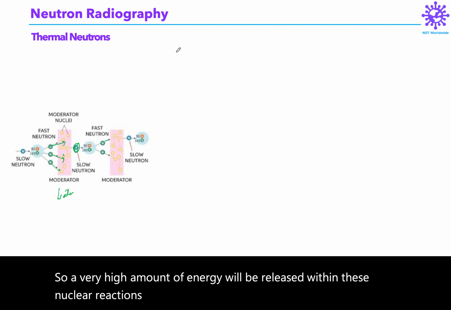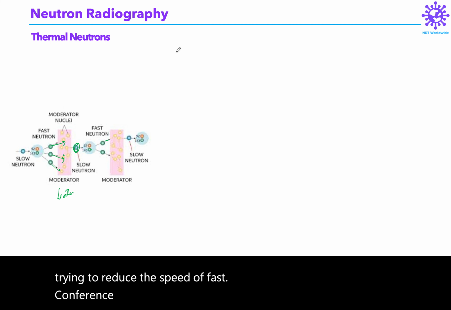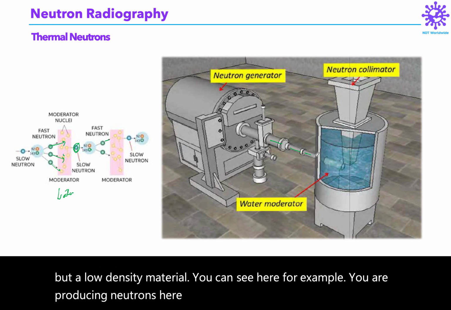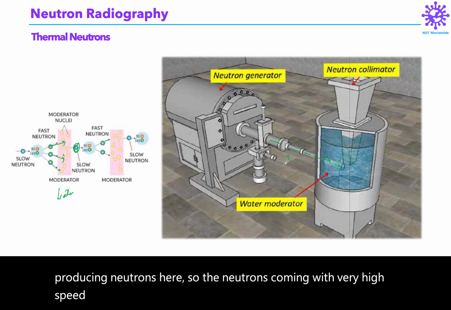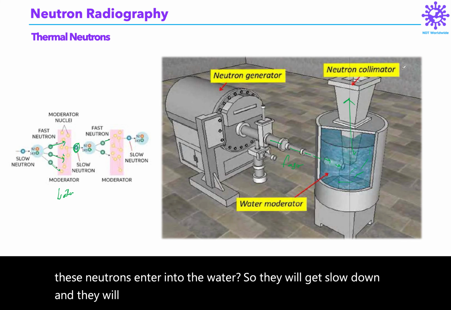So here they are just trying to reduce the speed of fast neutrons. For that purpose, they are using a moderator. A moderator is nothing but a low density material. For example, you are producing neutrons here, and the neutrons come with very high speed, so we call them fast neutrons. What happens when these neutrons enter the water? They get slowed down and emerge out here. This one is called a collimator.